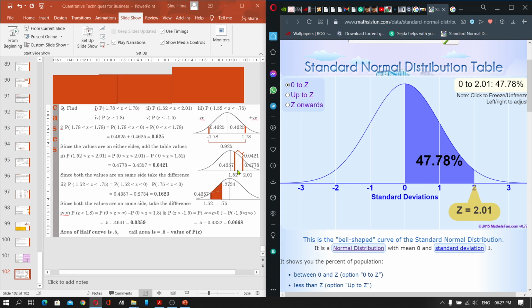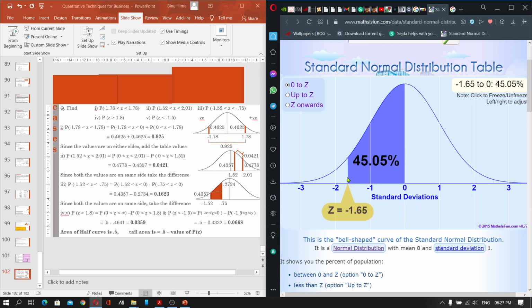That is represented here, the difference between these two areas. When you are dealing with numbers within the same side, you need to take the difference. Then only you will get the area in between those two values. If the numbers are on both sides, you need to take the addition. You have to add them together to get the value. And similarly, minus 1.52 and 0.75, it is almost similar to that.